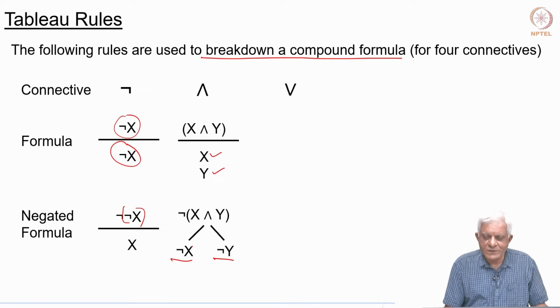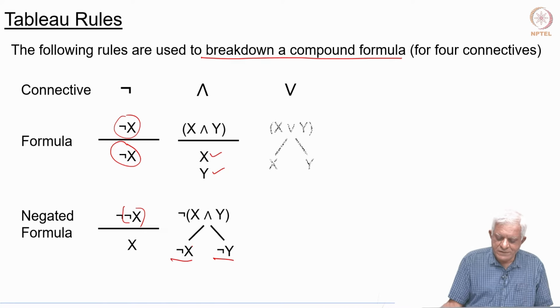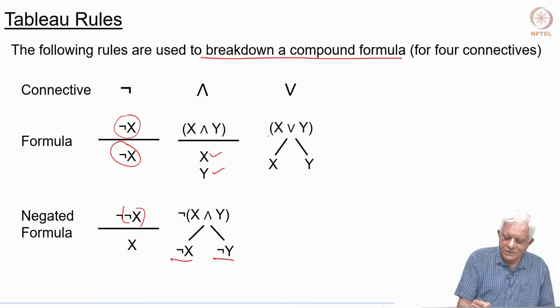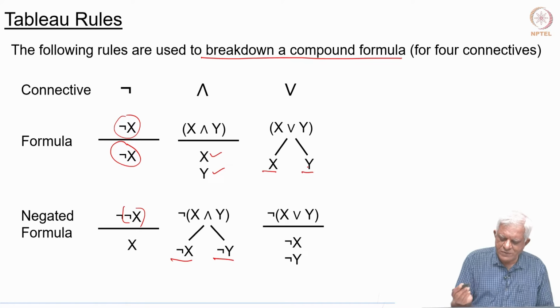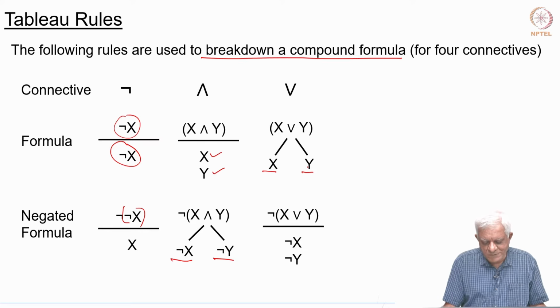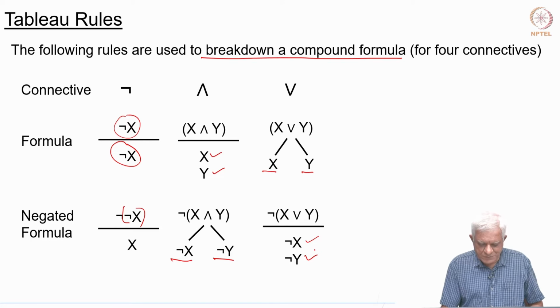So, the other rules are for disjunction. As you can imagine, for x or y to be true, the interpretation must have either x to be true or it must have y to be true. Any one will do, both will also do of course. But if you want to show that not of x or y is true, then not x must be true and not y also must be true, only then the whole formula is true.